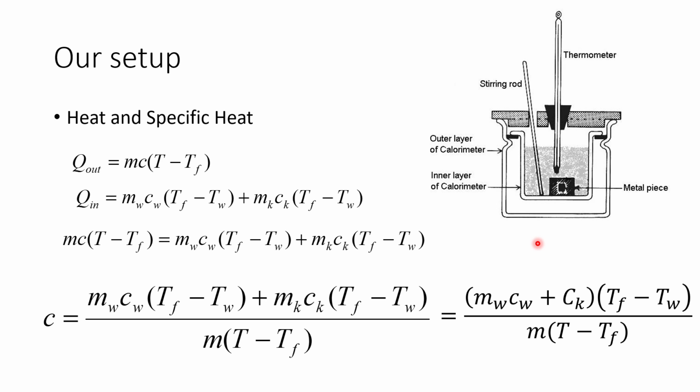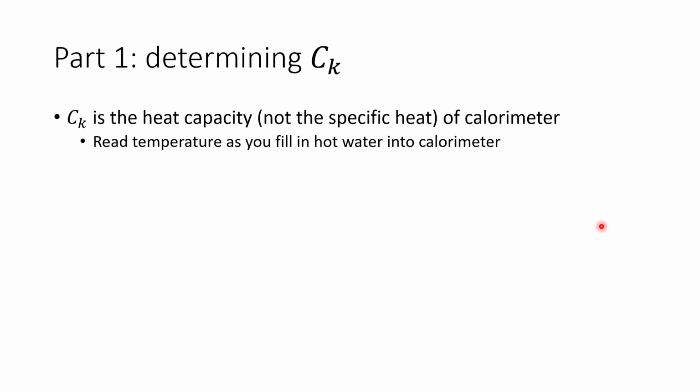All right, so this lab is going to be divided into two parts since we need to figure out what is C, but before that we need to figure out what is C_K, the big C_K, the heat capacity of this calorimeter. So let's start from finding C_K. How do you find C_K? So part 1, you'll be determining the C_K. C_K is the heat capacity. Note, it is not the specific heat of the calorimeter.